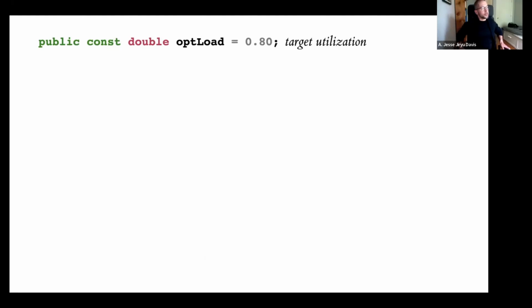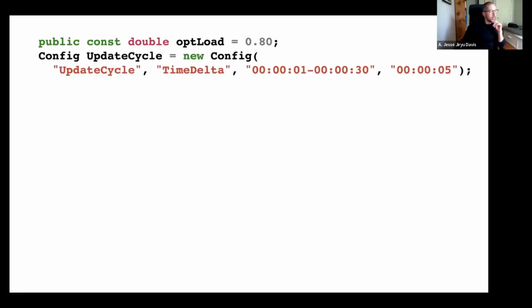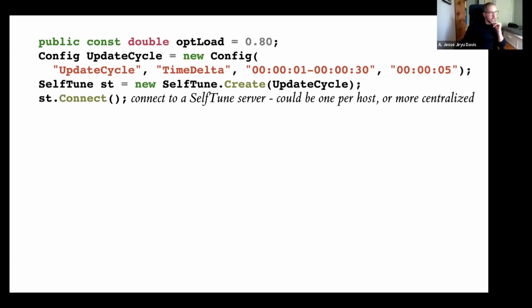So in this case, you've got some target utilization of 80% for some service or other, and you've got some tunable parameter, and this one's called update cycle. It's a time delta, and you declare its range as between 1 and 30 seconds, and the default is 5 seconds. You initialize a SelfTune instance, and you pass in one or more parameters that it can tune, and then you connect to a server. And this could either be one per individual machine or one per service or more centralized. I think it's up to you. And I think that that's actually a very interesting question about how it ought to be deployed, which I wish the paper talked more about.